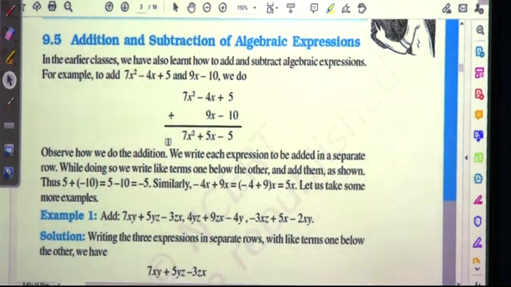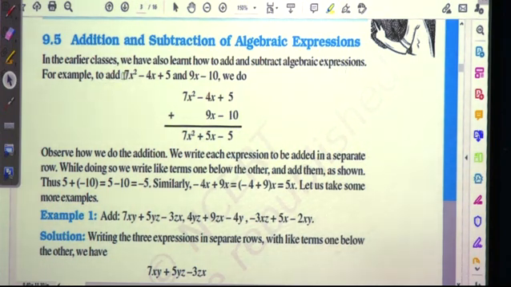Addition and subtraction of algebraic expressions. Now, what are they explaining? In the earlier classes, we have also learned how to add and subtract algebraic expressions. Yes, we already know these things.